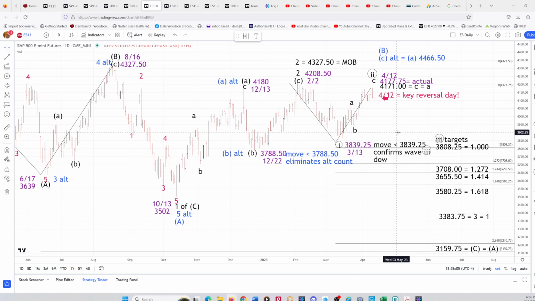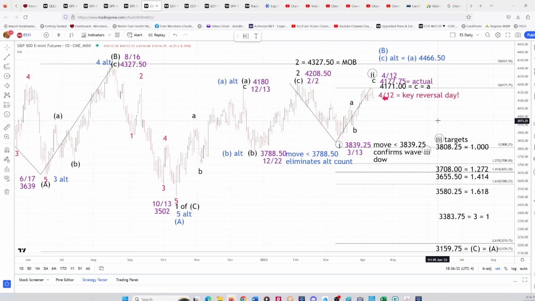4177.75. The alternate count is in play both in the cash and the futures. A move above 43.2750 brings the alternate count higher target into play, while a move below this B wave low eliminates the alternate count. A move below this wave 1 with a circle on it low confirms that wave 3 with a circle on it is in play, and there are those targets.